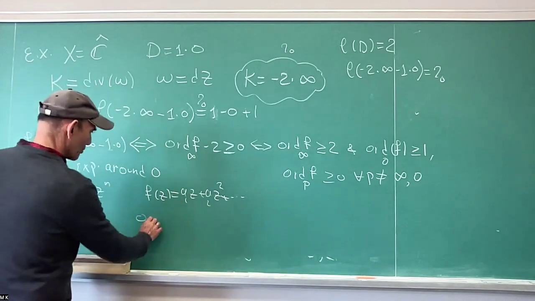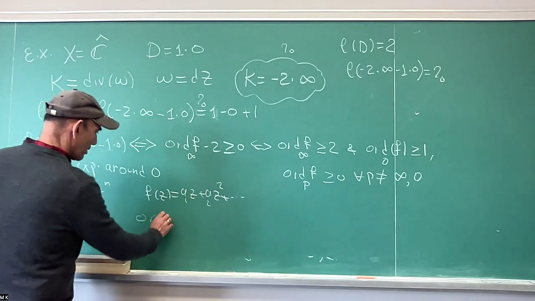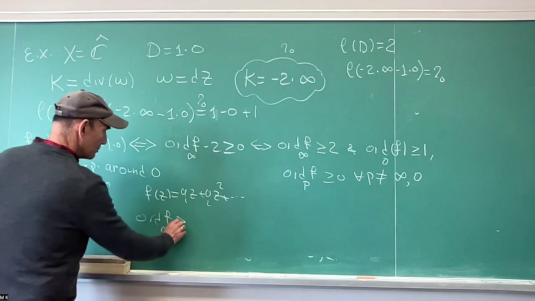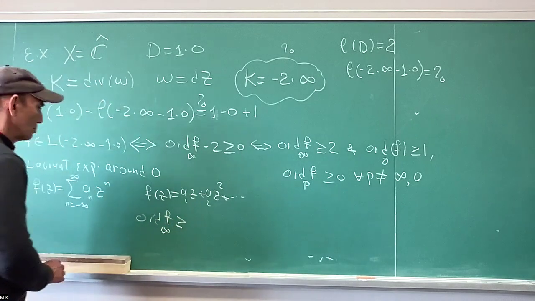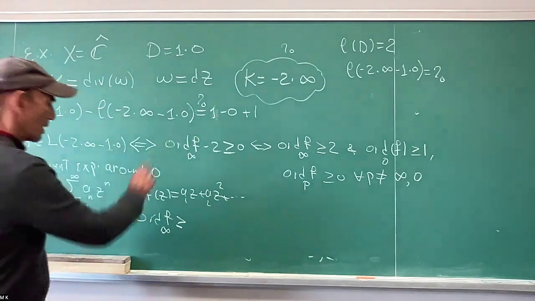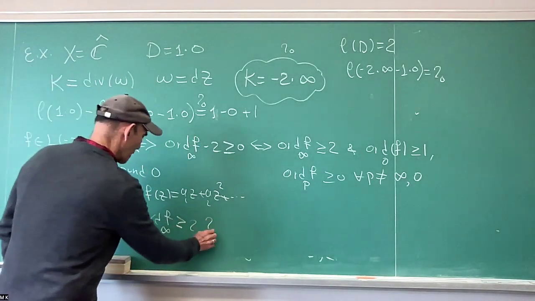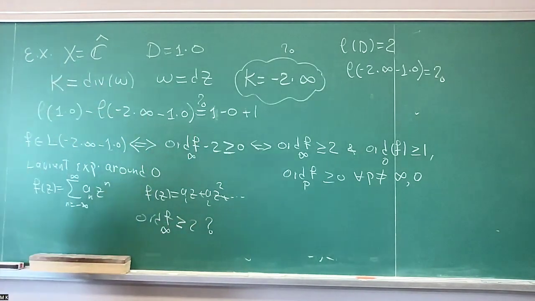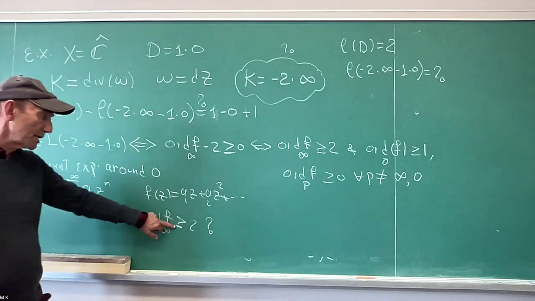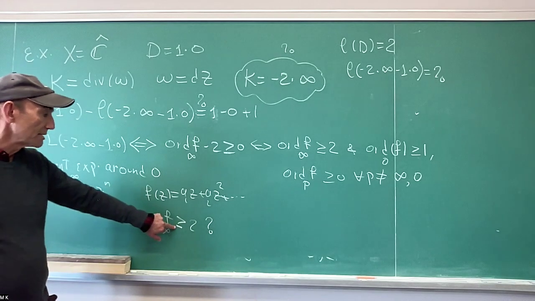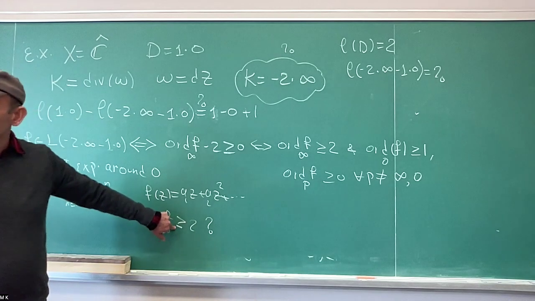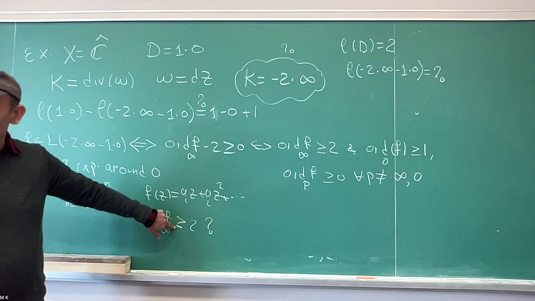So this condition, order of f at infinity bigger than or equal to 2. What does this mean? A2 is not 0. So it means that at infinity, the function has to have a 0 of order at least 2. You must have a 0 of order at least 2 at infinity, right?